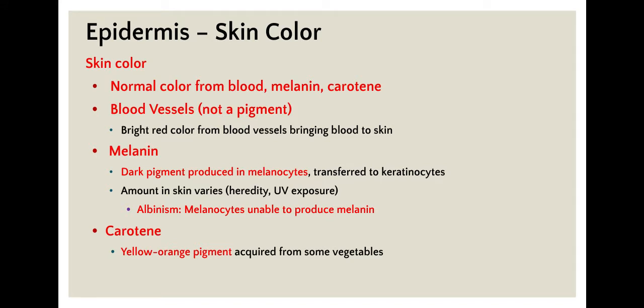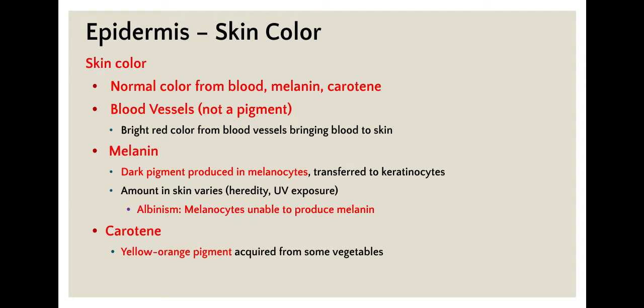All right, so skin color. Again, the normal color of your skin will be a mix from the blood that you can see through the skin, your melanin, and keratin. So blood vessels, we know that's not a pigment, but there is this bright red blood bringing blood to the skin and giving that sort of orangey, pink, red undertone. Then melanin is that dark pigment, sort of this brown colored pigment produced by the melanocytes that then moves to the keratinocytes. And the amount in the skin will vary, and that can be based on your genetics or based on UV exposure, like suntan. And then a condition called albinism is when your melanocytes can't make melanin. And again, it's not the number of these cells, it's the amount of pigment in them.